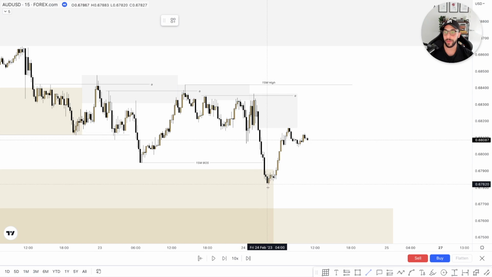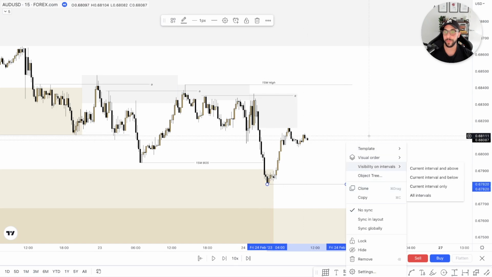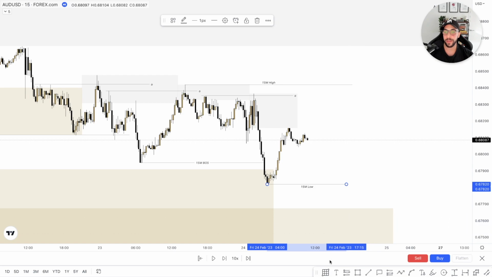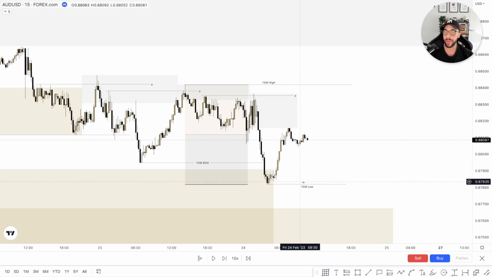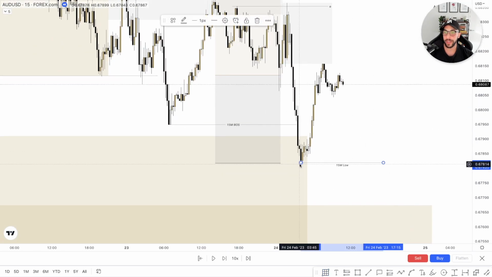And our 15M low was down here. So we can drop our premium and discount here, and I will just in a second. So this here is the highest point, and this is the lowest. Just change that to the next candle.